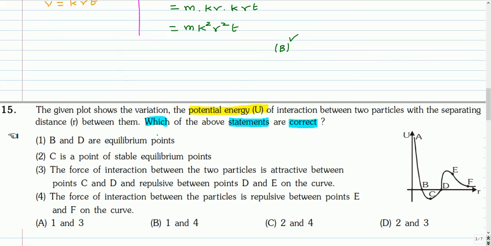This is the next question. The given plot shows the variation of potential energy U of interaction between two particles with a separating distance r between them. Which of the statements are true or correct? So 4 statements are there, and you have to check the statements individually.